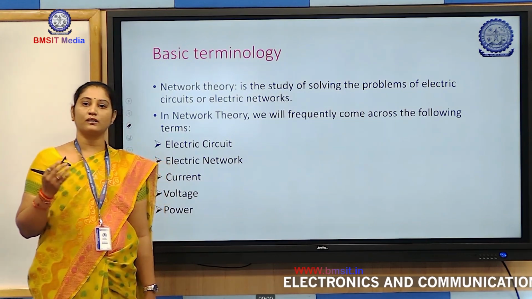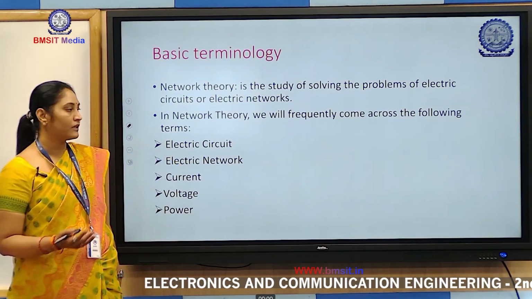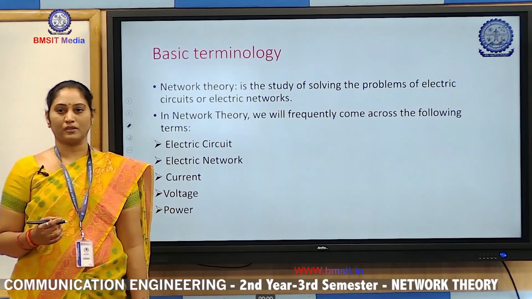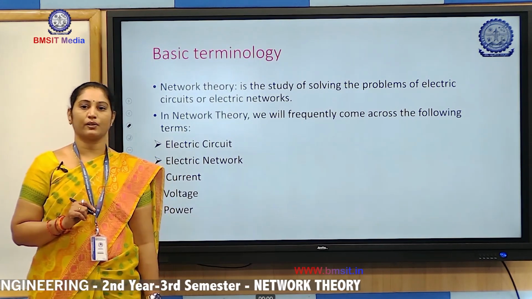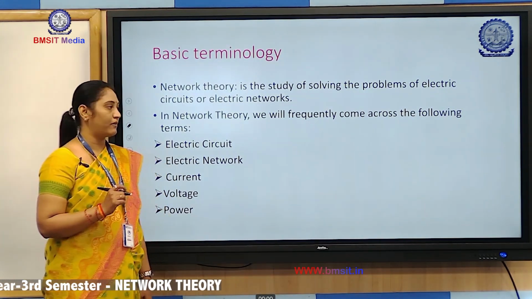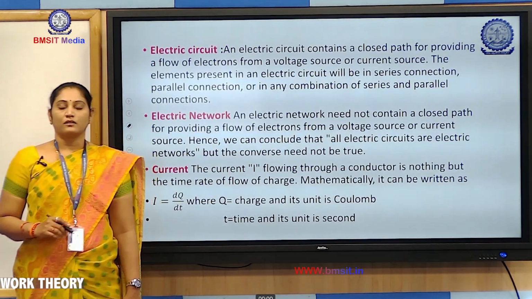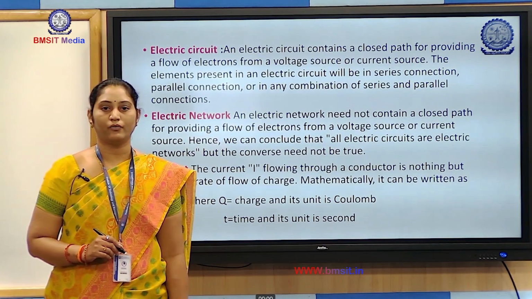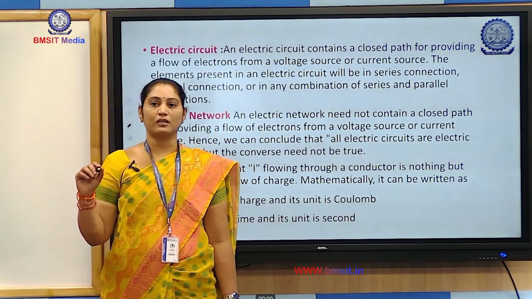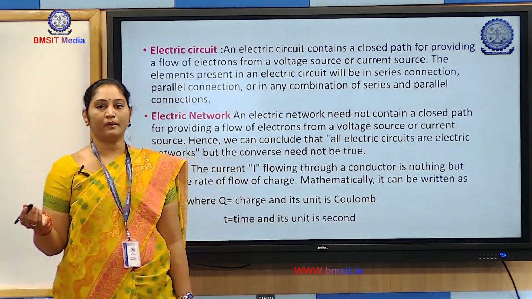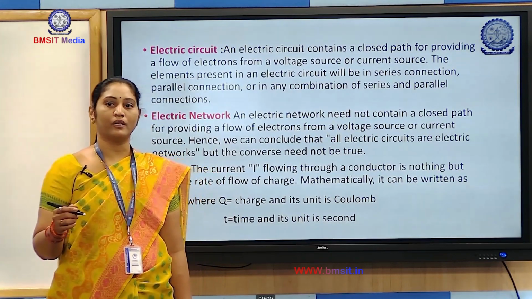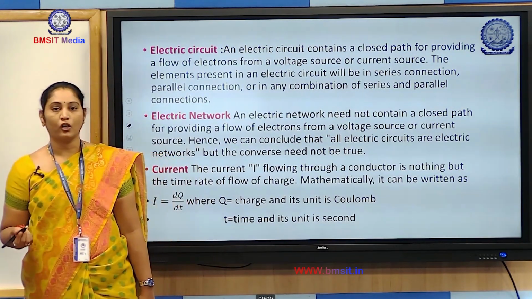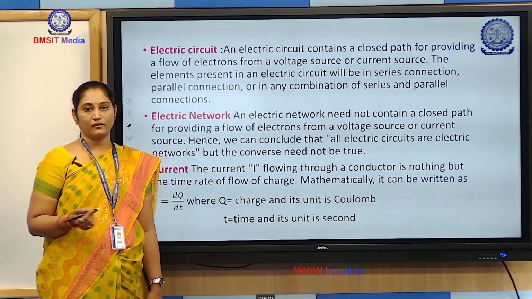We are going to see what electric circuits and electric networks are in the next slide. In network theory, we will frequently use some terms, especially electric circuit, electric network, current, voltage, power, etc. So what is an electric circuit? An electric circuit contains a closed path for providing a flow of electrons from a voltage source or a current source. The elements present in an electric circuit will be either in series or in parallel, or it can be both, a combination of series parallel circuit.